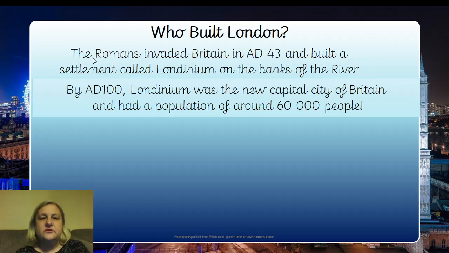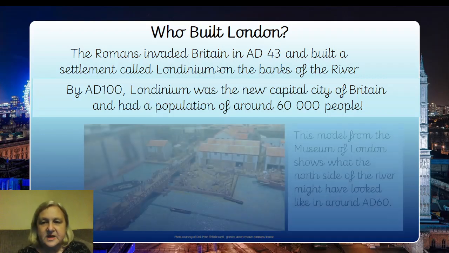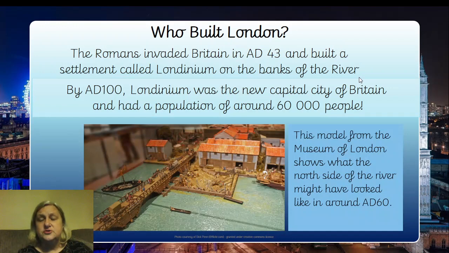Okay, so the Romans invaded Britain in AD 43, so that's roughly 2,000 years ago, and they built a settlement, a small place called Londinium, on the banks of the river. That river is the River Thames, and about 60 years later, Londinium was the new capital city of Britain and had a population of around 60,000 people. And it took over from Colchester, which was the previous capital city of Britain.